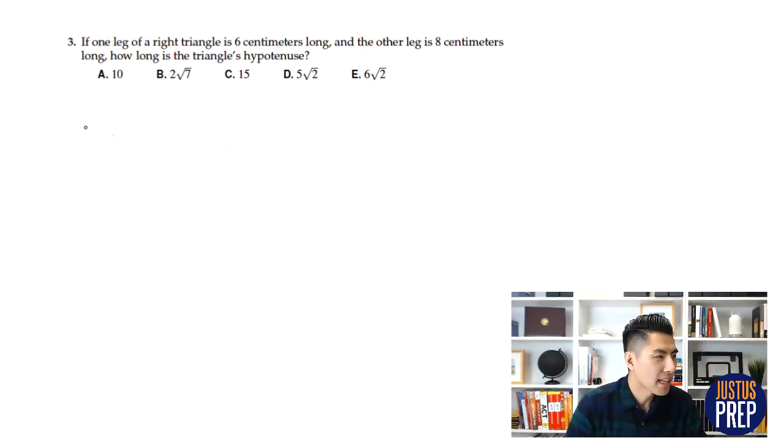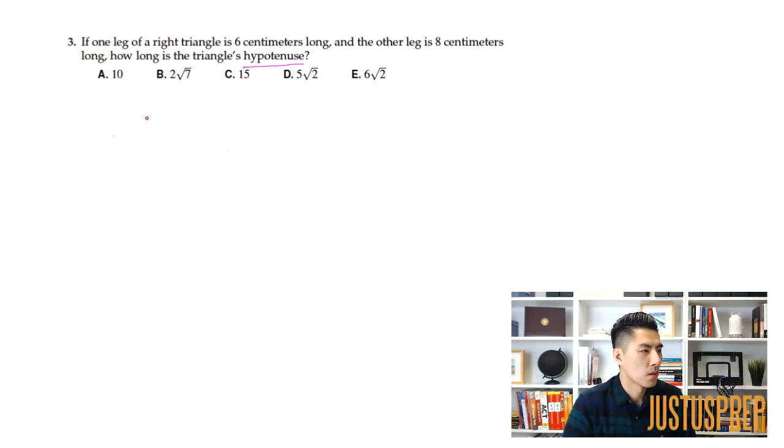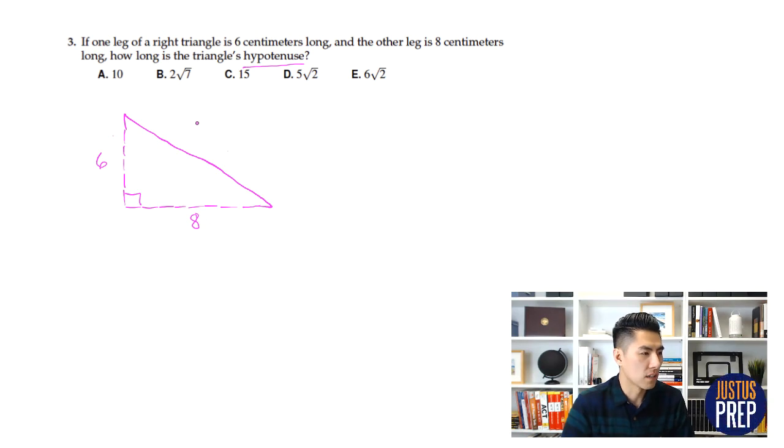Okay, number 3, if one leg of a right triangle is 6 centimeters long and the other leg is 8 centimeters long, how long is the triangle's hypotenuse? So we have a right triangle, it's 6 centimeters long and the other leg is 8 centimeters long. So we have the lengths of the two legs. If I say that this is 6 and this is 8, the triangle would look roughly like that. This is 6, this is 8. And the hypotenuse has to be the longest side of a right triangle. So we know that it has to be greater than 8.